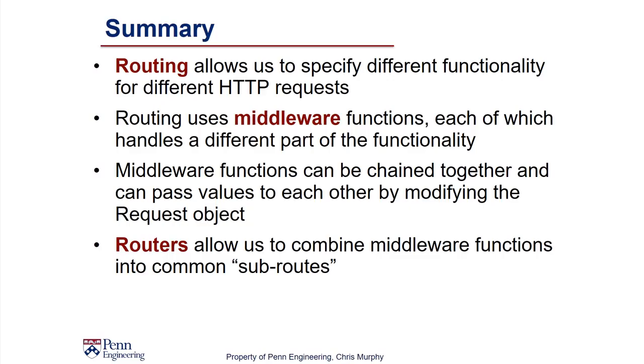In summary, Node and Express allow us to create web applications, and routing allows us to specify different functionality for different HTTP requests. The functions that are involved are known as middleware, and each middleware function can handle a different part of the functionality. We can chain these middleware together to pass values from one to the other by modifying the request object. And we can use routers to combine middleware functions into commonly used subroutes.